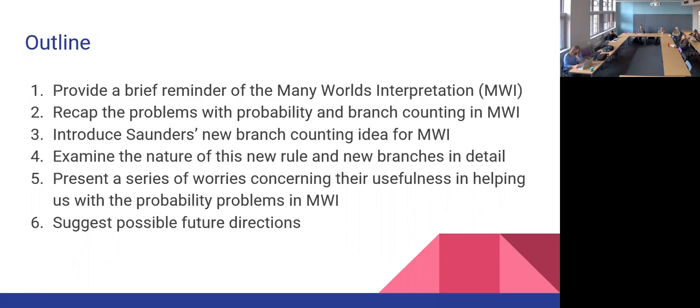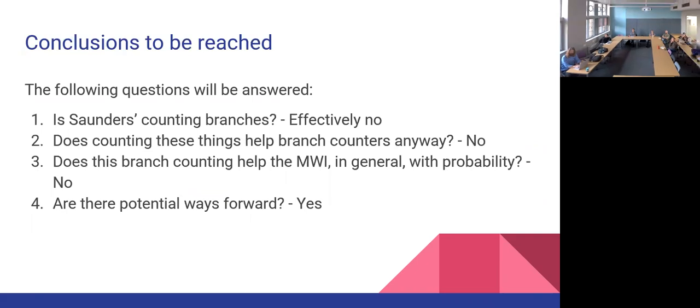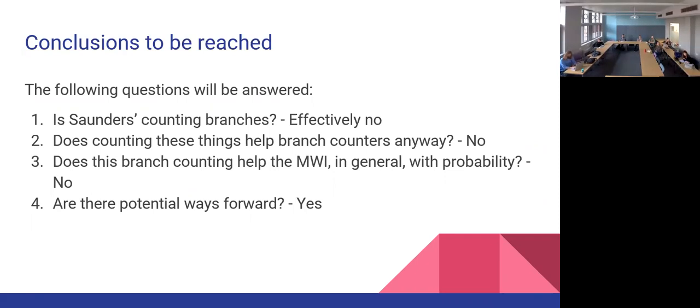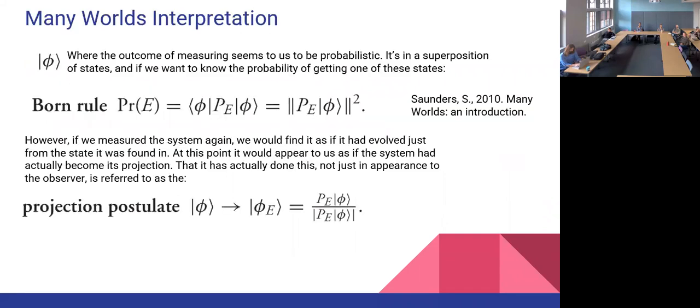And then I'm going to suggest possible future directions, because I really like this idea of Saunders, but I think there is a direction where it could have legs, as it were. So hopefully conclusions to be reached. Look away if you don't like spoilers. Is Saunders counting branches? I'm going to say effectively no, if you take branches understood as a traditional branch counter would. Does counting these things help branch counters anyway? I'm going to say no, they don't. Does this branch counting help the many worlds interpretation in general with probability? I'm also going to say no, but are there potential ways forward? Yes. So to begin, I'm going to start with a brief recap of the many worlds interpretation.